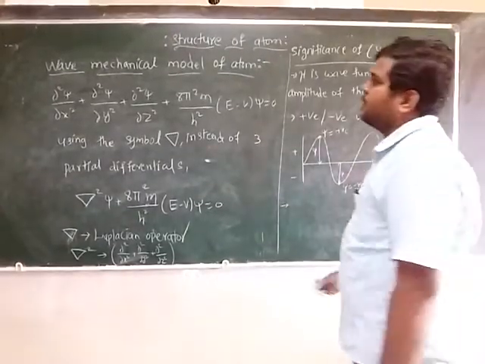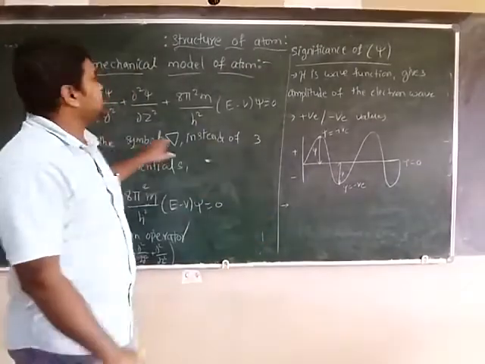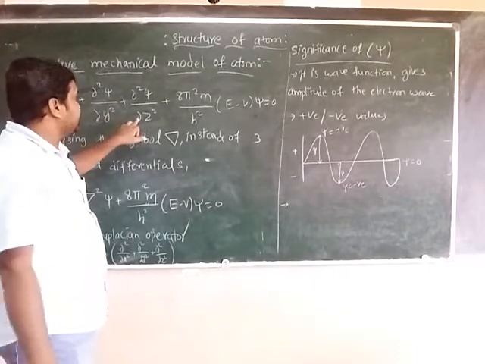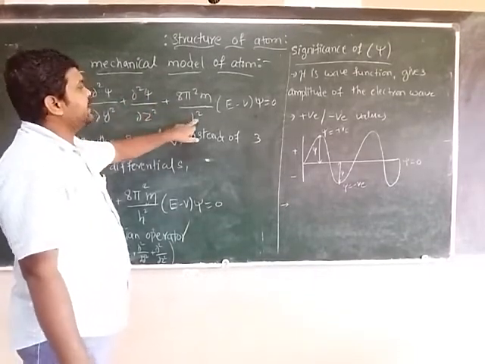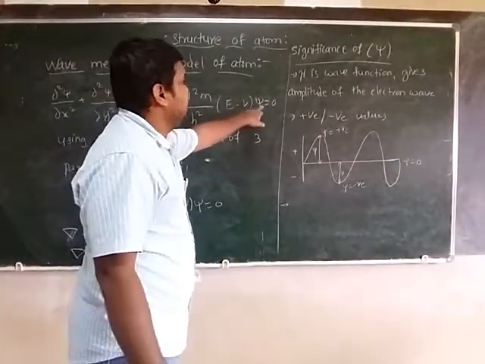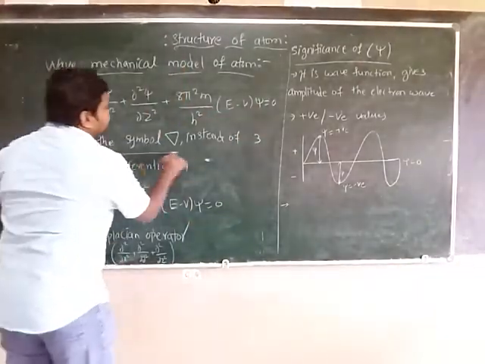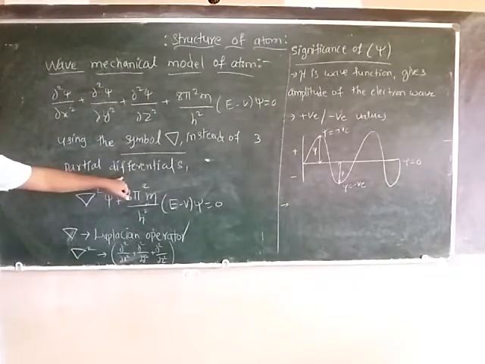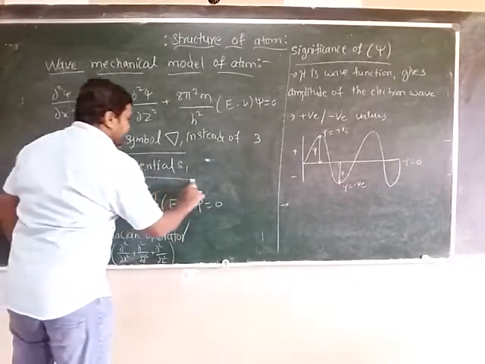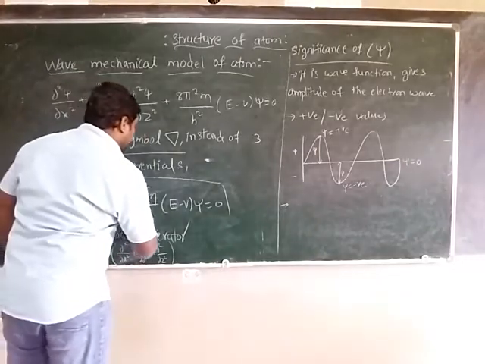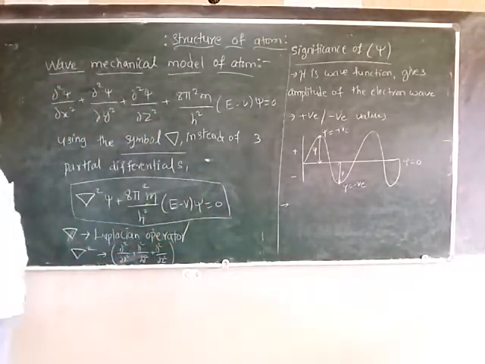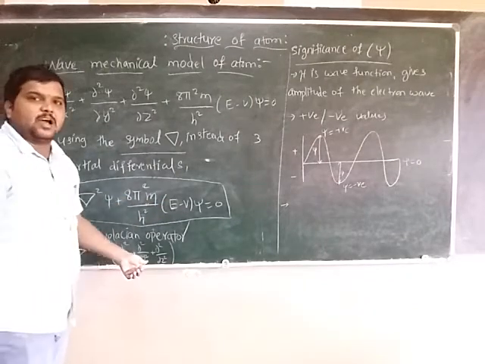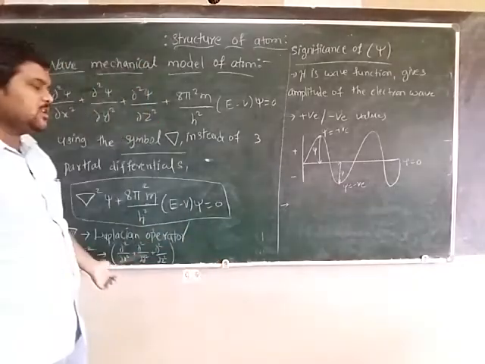Now we will see another form of Schrodinger's wave equation. The equation is del square psi by del x square plus del square psi by del y square plus del square psi by del z square plus 8 pi square m by h square of (E minus V) psi equals 0. Using the symbol del, instead of the three partial differentials, that is del square psi plus 8 pi square m by h square of (E minus V) psi equals 0. Here del is known as the Laplacian operator.